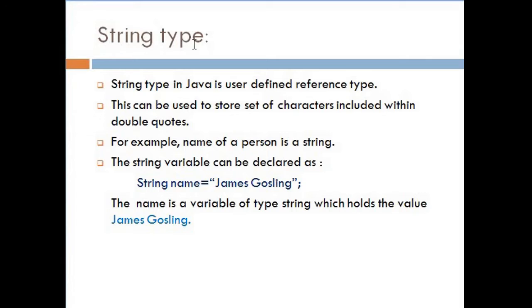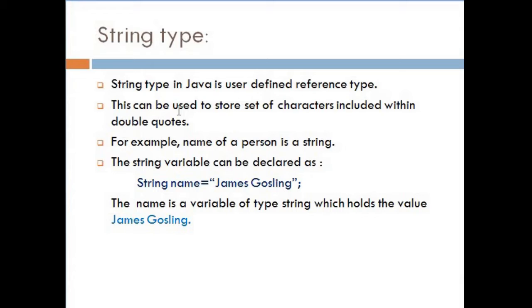Now let's start with the string type. The string type in Java is a user-defined reference type. This is because the variables declared with string type in Java shall hold the values at certain memory locations. That's why the string type in Java is regarded as a user-defined reference type.